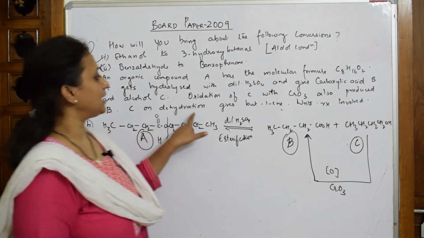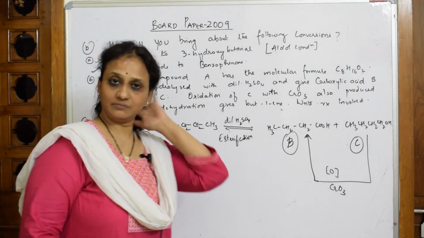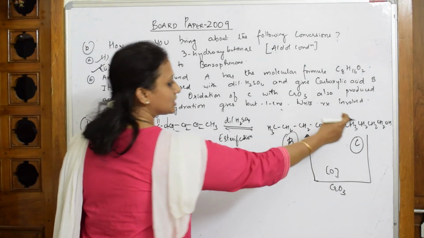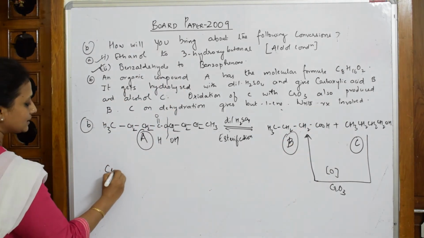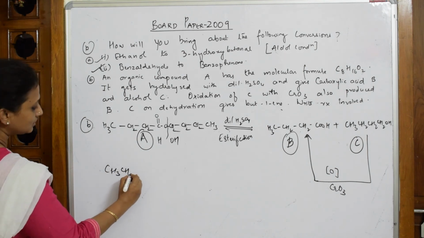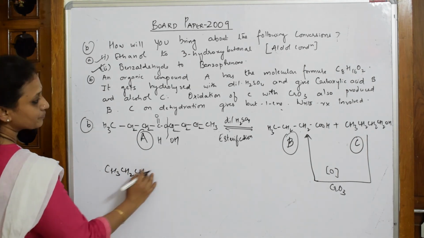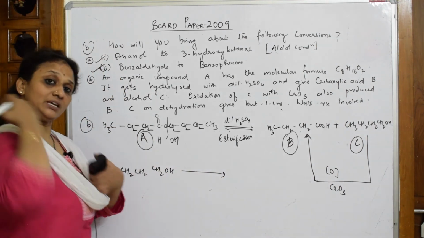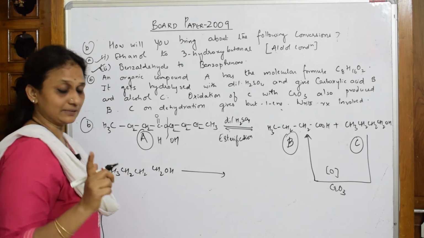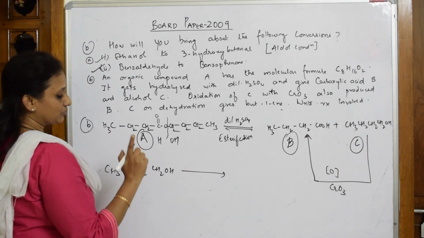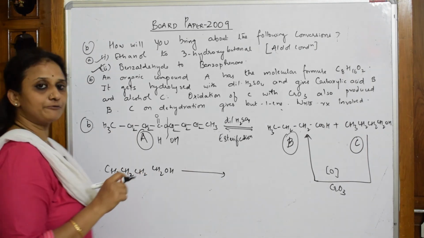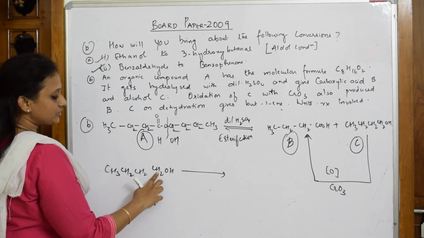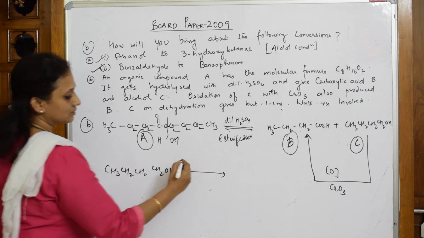After that, what did they say? C on dehydration gives but-1-ene. Now I have proved 1. I have written like this. Now I'm going to take again C. Take that C. I have to prove the last statement. CH2, CH2OH. What should it give me? It has to give me but-1-ene. So what should you do? To get but-1-ene, you have to remove water. Then only you get an alkene. How? H from here, OH from here, eliminate.